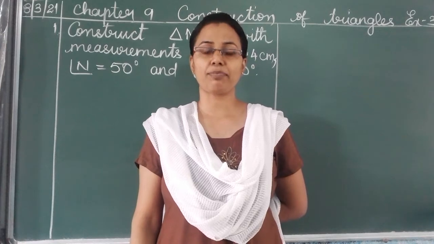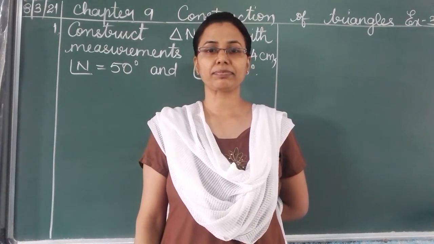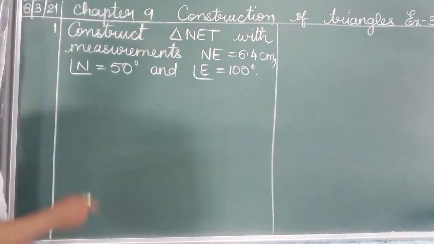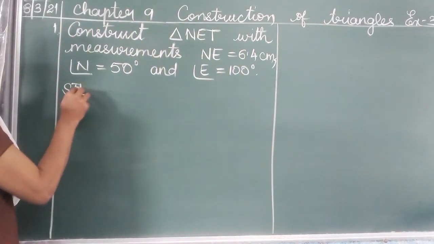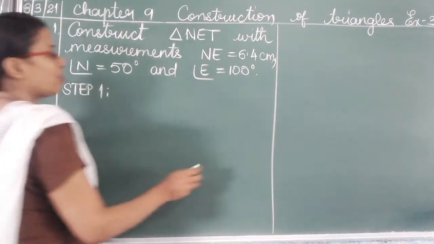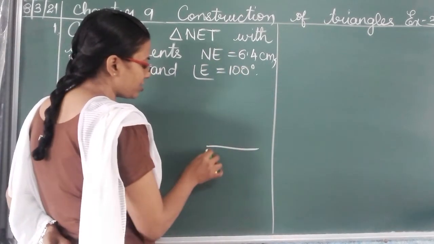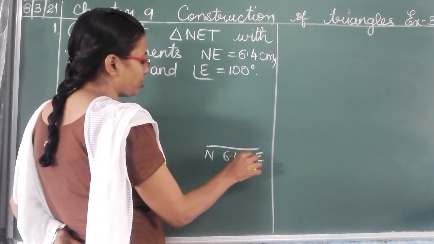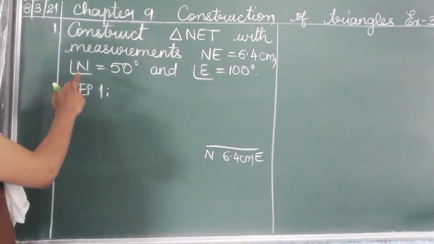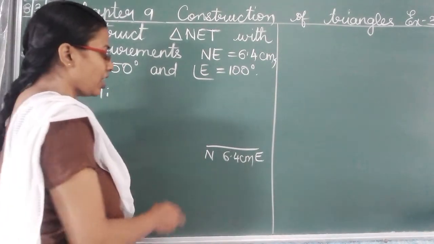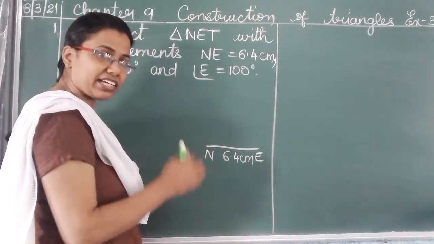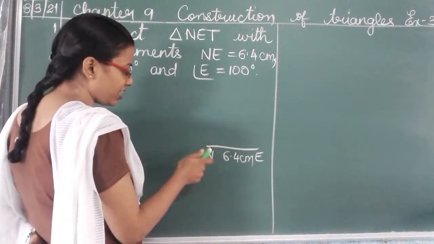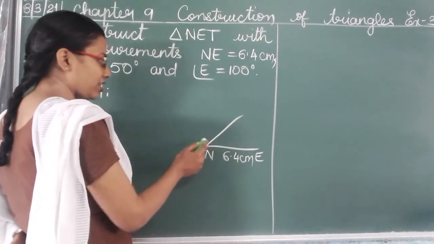What is the first step that we should do, children? Exactly. We have to draw a rough sketch. So let's write step 1. First, let us draw. If this is NE and this is 6.4 centimeters, and then it is given that angle N is equal to 50 degrees. 50 means it's an acute angle, it is less than 90 degrees. If you draw a straight line, it is 90, so less than 90 is 50, somewhat like this.